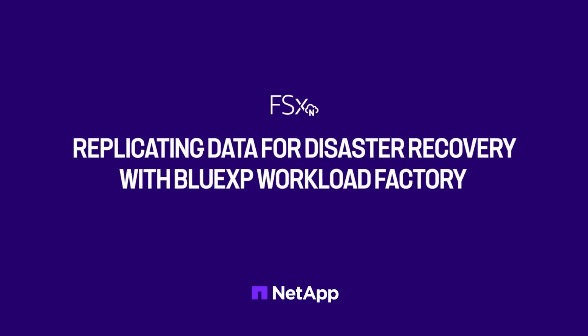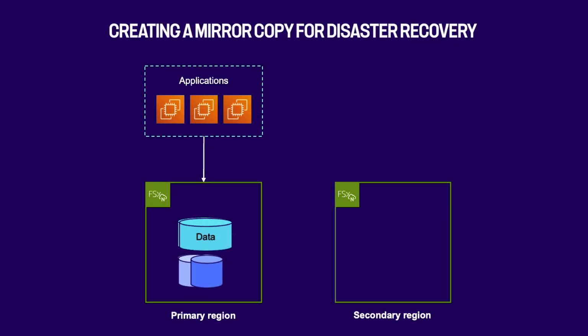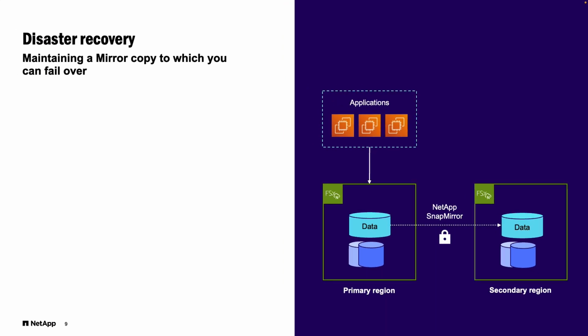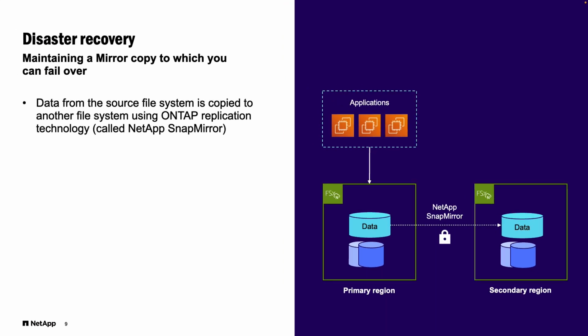Replicate your data for disaster recovery with BlueXP Workload Factory using NetApp SnapMirror. NetApp SnapMirror allows you to create a mirror copy of your data, which you can fail over to in case of a disaster. When replicating an FSx for ONTAP file system with SnapMirror, the source data is copied to another FSx for ONTAP file system, creating a mirror copy of the data.